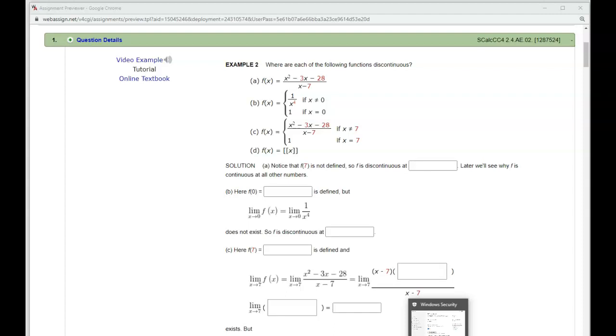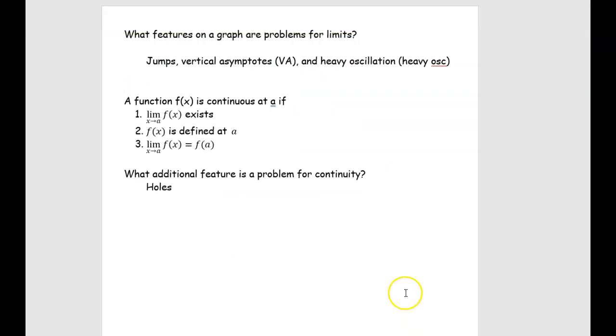This is a video for Math 120, section number 2.4. We are looking at continuity. So first, I'll remind you that the features that are a problem for limits are jumps, vertical asymptotes, and heavy oscillation. I'll ask you this question on the test. An additional feature that's a problem for continuity is a hole or holes on a graph.